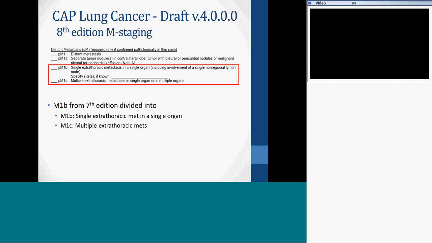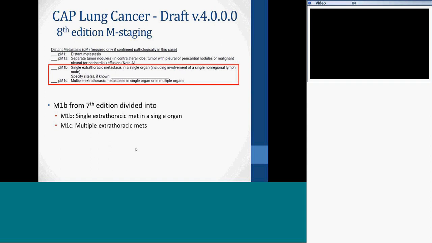For stage, as I've mentioned previously, just one minor change, where distant metastases were previously lumped as M1B. M1B from the 7th edition has now been subdivided into M1B and M1C, denoting single extrathoracic metastases in a single organ, or multiple extrathoracic mets, whether in a single organ or in multiple organs.